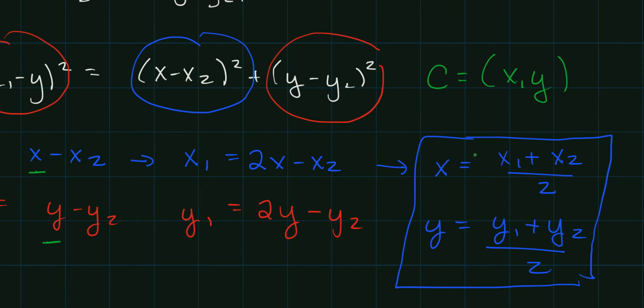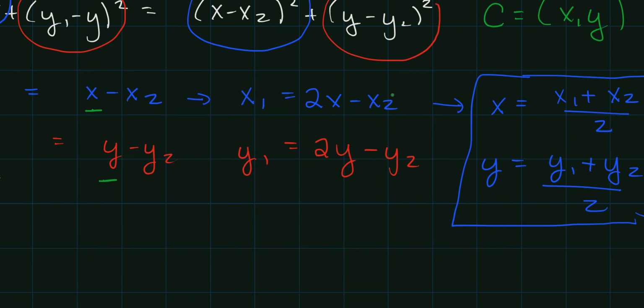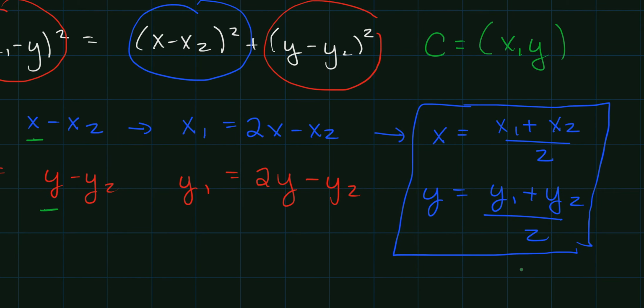This is your midpoint. All you need to do, if you're given two points and you want to find the midpoint, is add the x coordinates of those two points and divide by 2, add the y coordinates and divide by 2, and then you have your midpoint. So maybe you should write this down. You should say that this is how you find the midpoint.